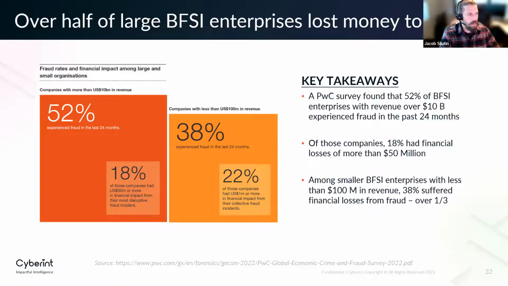Among smaller companies that make less than $10 million, 38% were attacked or experienced fraud, and 22% of those lost $1 million or more as a result of that fraud case. So essentially, there's a lot of money that is being lost due to fraud, and there's no distinction between bigger companies or smaller companies that have more money or less money.